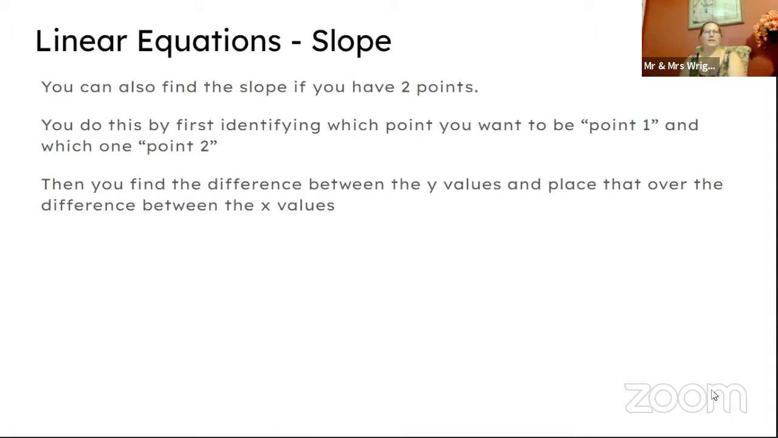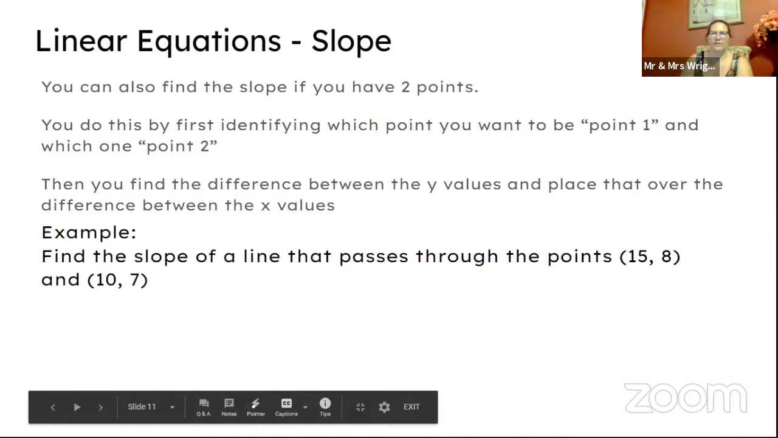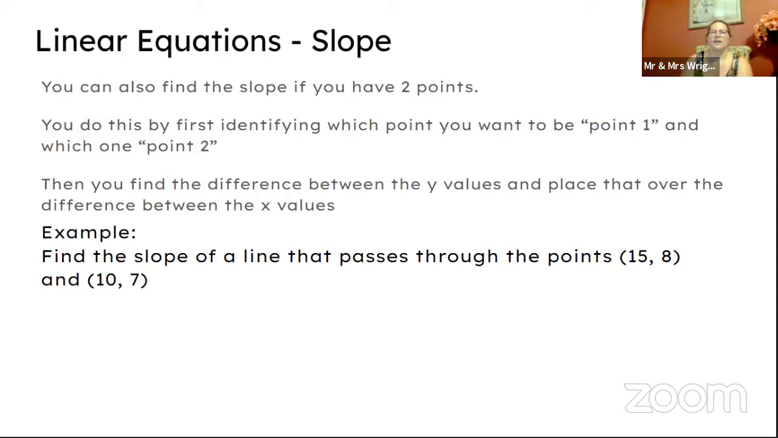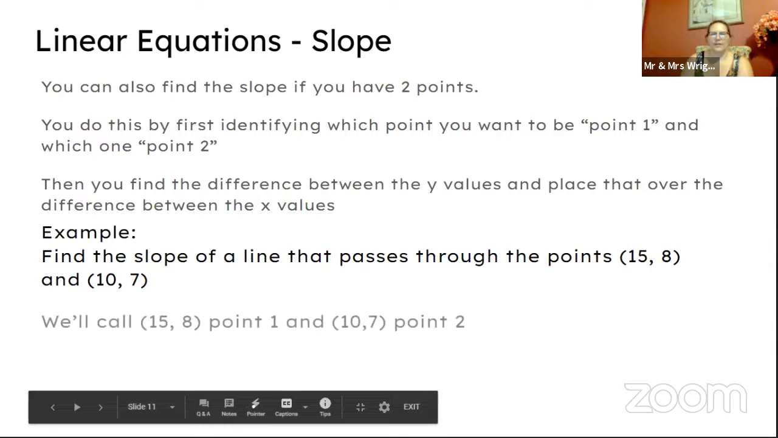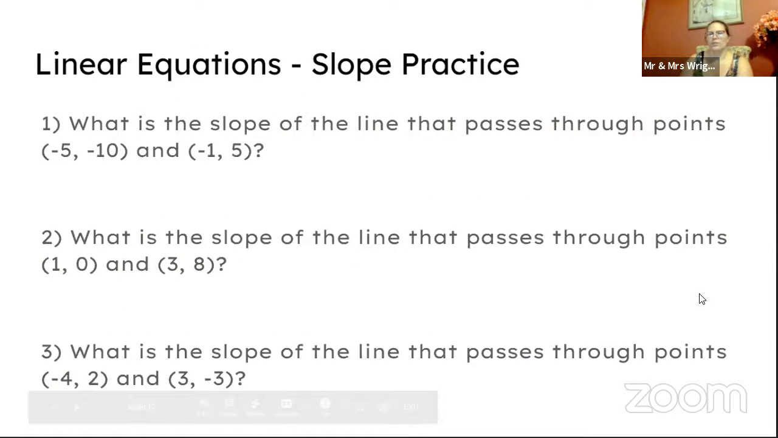All right. You can also find the slope if you have 2 points. And we kind of already talked about this a little bit. You identify a point 1 and a point 2, and then you find the difference in the y values over the difference in the x values. So here we have an example. The slope of a line that passes through the points (15, 8) and (10, 7). So we're going to call this first one point 1.